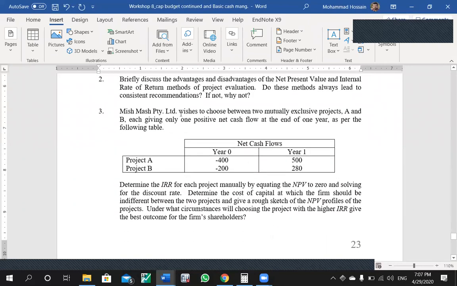Mishmash Limited wishes to choose between 2 mutually exclusive projects, A and B, each giving only one positive net cash flow at the end of the year, as in the following table. And the IRR of each project. Well, the IRR of this project, that is also a very long one.